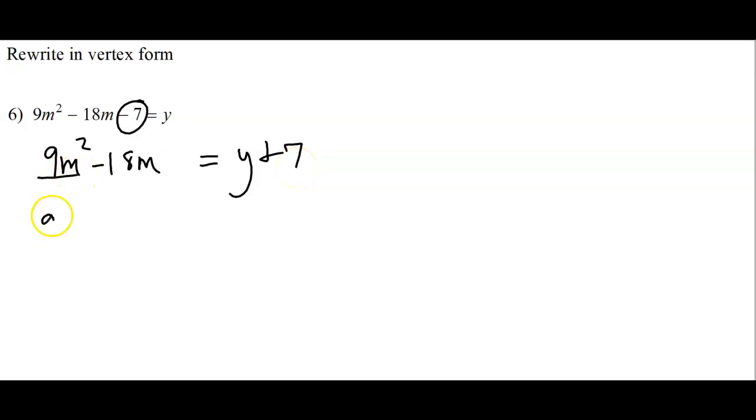Let's go ahead and check out number 6. This one's asking us to rewrite it in vertex form. So the first thing we're going to do is move this 7 out of the way. So I'm going to add 7 on both sides, and if I do that, I will no longer have a 7 on the left side, and I will now have a positive 7 on the right side. The next thing I'm going to do is factor out the 9.